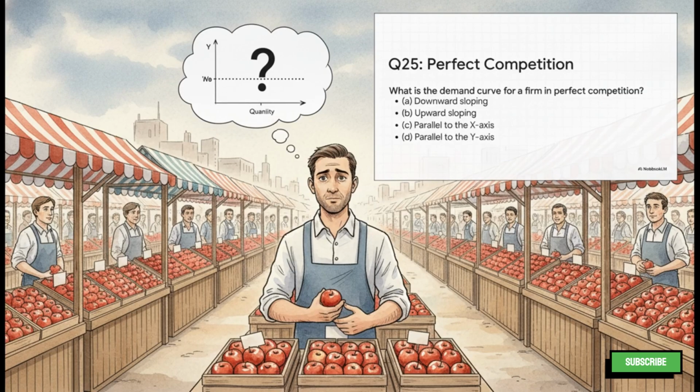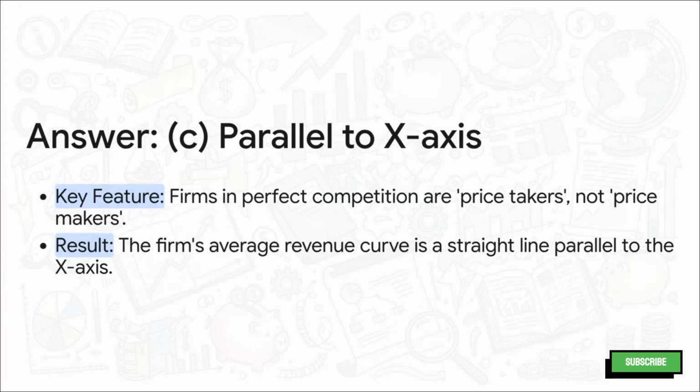This is a classic question. And the answer is C, parallel to the x-axis. This brilliantly illustrates a key feature of perfect competition.